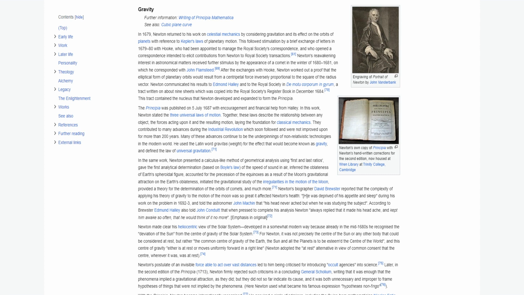According to Brewster, Edmund Halley also told John Conduitt that when pressed to complete his analysis, Newton always replied that it made his head ache, and kept him awake so often that he would think of it no more.